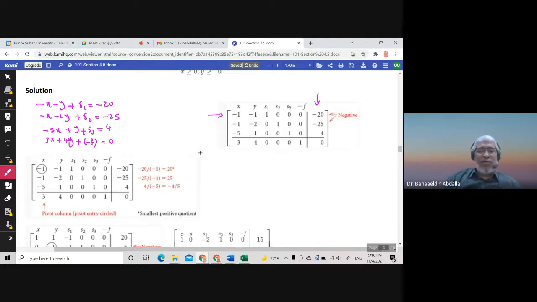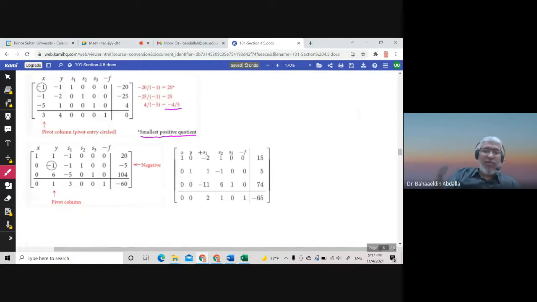Now I divide to determine the pivot entry. Divide negative 20 by negative 1, negative 25 by negative 1, 4 by negative 5. Well, 4 over 5 is smaller, but the problem is negative, and we don't accept the negative. We take the smallest positive quotient. So 20 is the smallest positive quotient, and negative 1 here is the pivot entry. We make it 1, and we use it to make all the other numbers below it zeros.